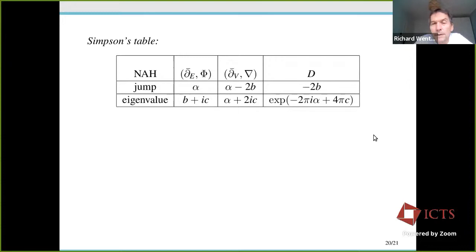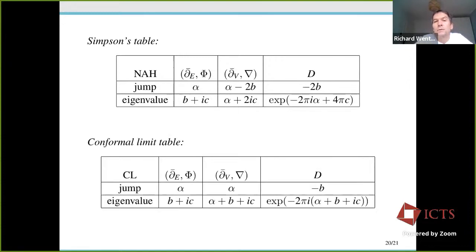In the conformal limit, it's completely different. On the conformal limit table, the parabolic structure is the same on both sides, and similarly you have a different sort of change in the eigenvalues. So the residue of the flat connection that appears in the conformal limit is also different from the residue of the one that appears in the non-abelian Hodge correspondence.